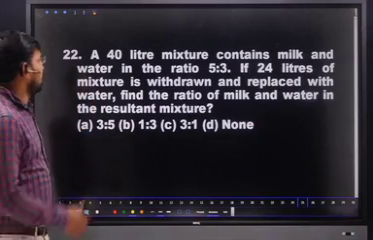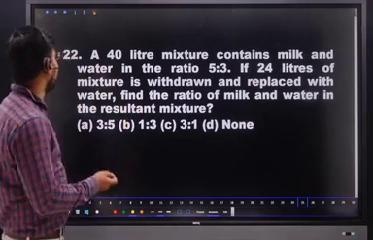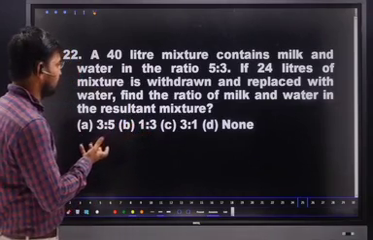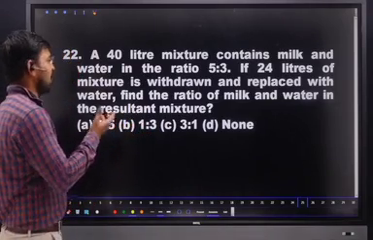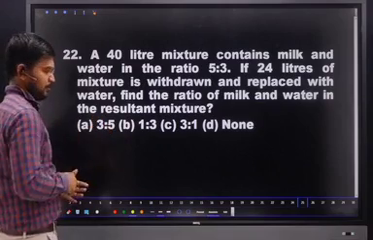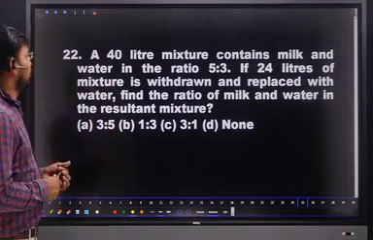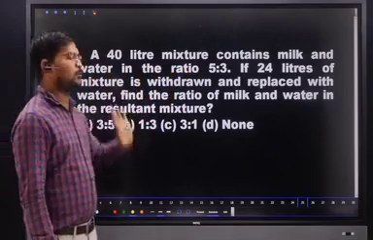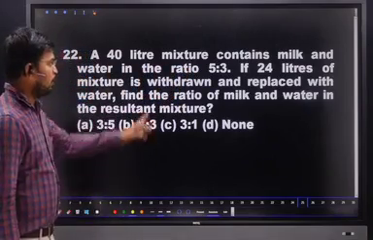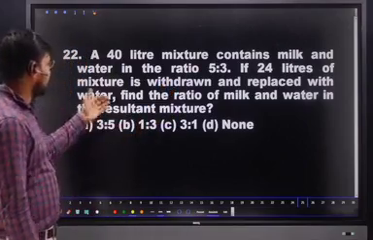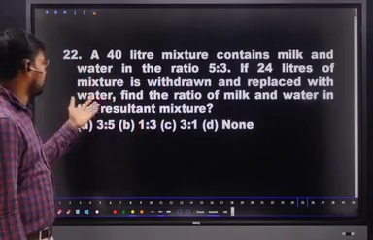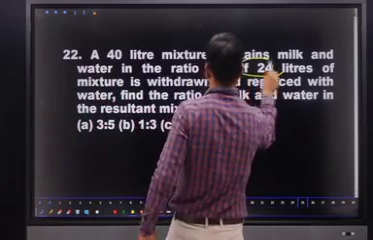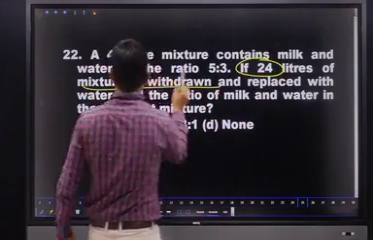Question number 22. A 40 liters mixture contains milk and water in the ratio of 5:3. If 24 liters of mixture is withdrawn and replaced with water, find the ratio of milk and water in the resultant mixture. If 24 liters of mixture is withdrawn, total mixture is how much?